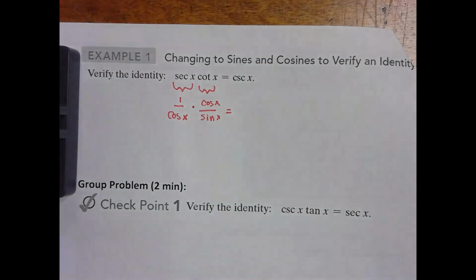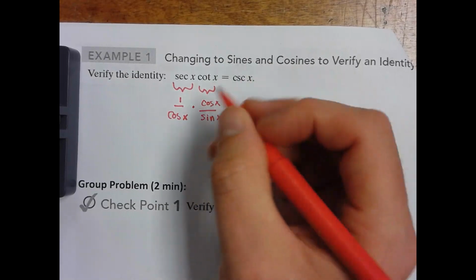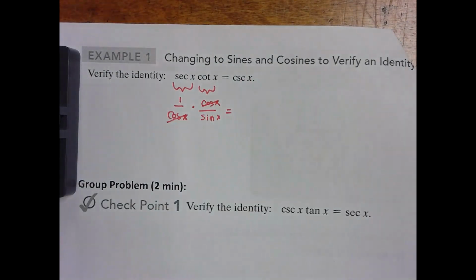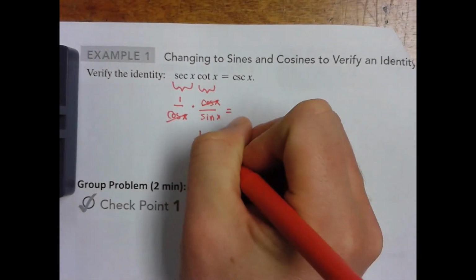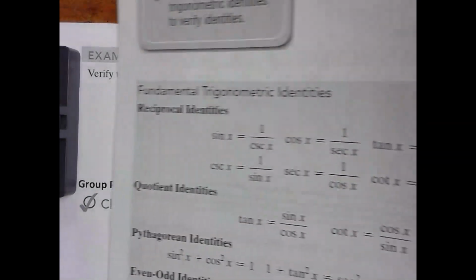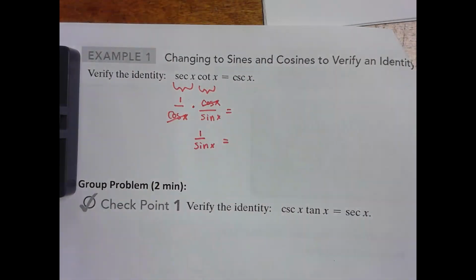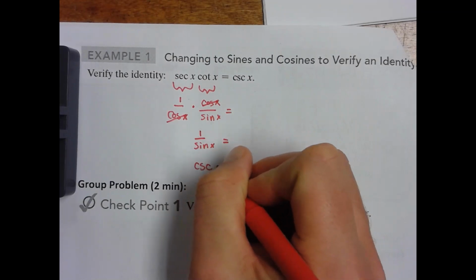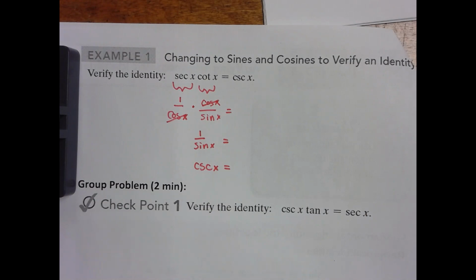So again, I haven't even done anything on the right side. All I'm doing is working on getting this left side to eventually equal cosecant of x. Right now, I have 1 divided by cosine of x. Now we're multiplying by cosine of x. So those cosine of x's divide out and go away. And now we're left over with 1 over sine of x. And 1 over sine of x, according to the reciprocal identities, is equal to cosecant of x. And that's what we're working to get this to equal. And thus we have just verified that secant of x times cotangent of x does in fact equal cosecant of x.